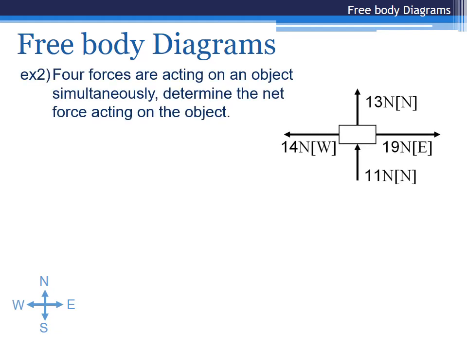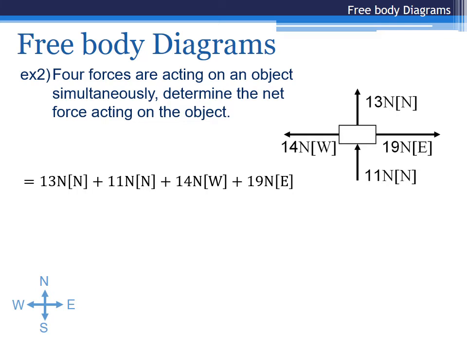Example 2. 4 forces are acting on an object simultaneously. Determine the net force acting on the object. I have a 13 Newton force pulling north. I have an 11 Newton force pushing north. I have a 14 Newton force pulling west, and I have a 19 Newton force pulling east.